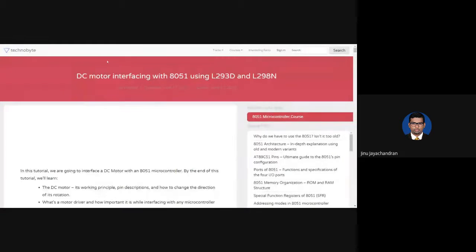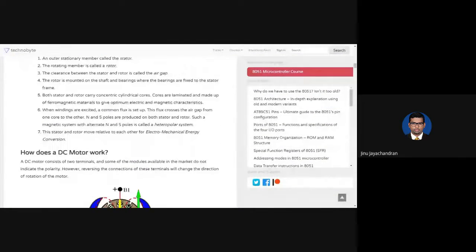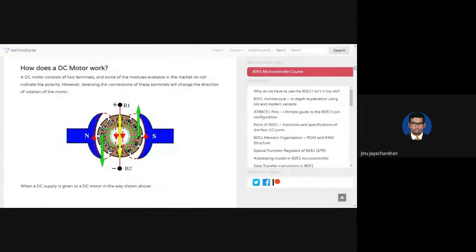I hope you can see my screen. So I won't explain in detail. You can look up the DC motor working. It is similar to a stepper motor, except that the rotor also has some kind of magnetization effect, because of which it will run continuously.